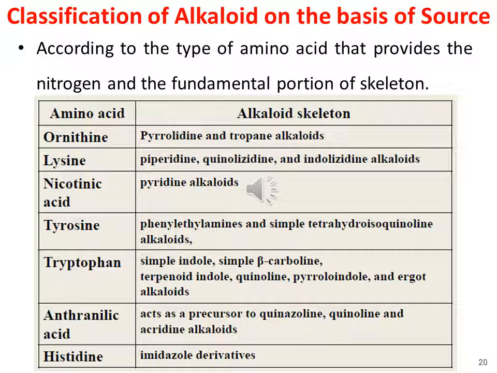Similarly, phenylethylamine and simple tetrahydroisoquinoline alkaloids are prepared by the plants from the tyrosine amino acid, and hence they are called as tyrosine alkaloids. Simple indole, simple beta-carboline, terpenoid indole and quinoline alkaloids are prepared from the tryptophan and hence are called the tryptophan alkaloids. Similarly, the example of the histidine alkaloids are the imidazole alkaloids.